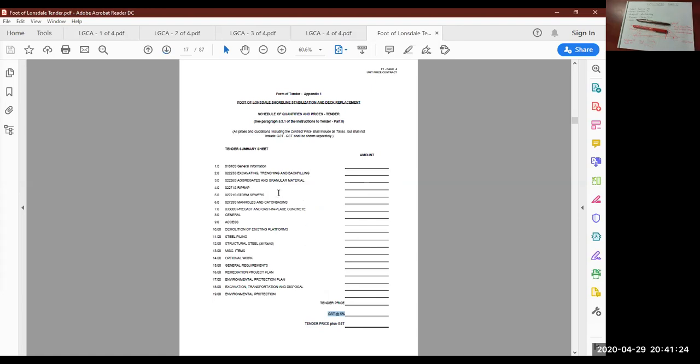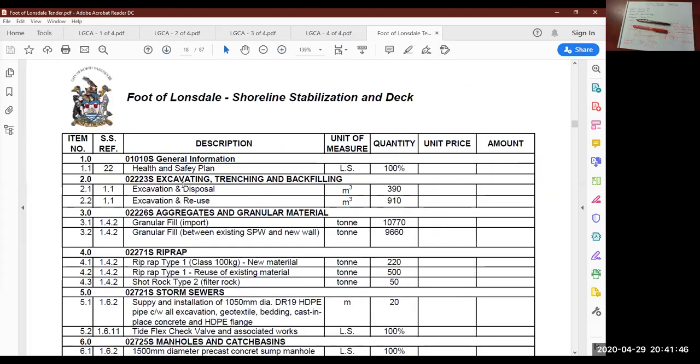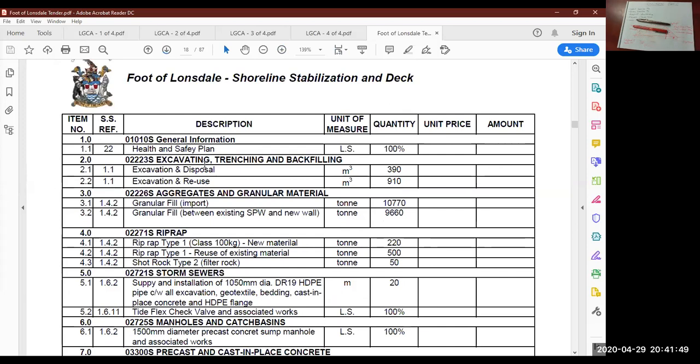I mentioned previously that when you're compiling your estimate and you purchase materials, you include PST on those materials in your estimate. So what does that look like? Here's a detailed page, the first page of all the tender quantities. We look at things like excavation and disposal, where the tender quantity is 390 cubic meters. Excavate and reuse on site, the tender quantity is 910 cubic meters, and so on, all the way down.